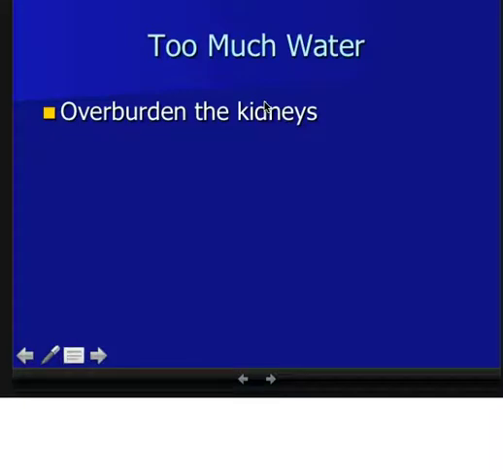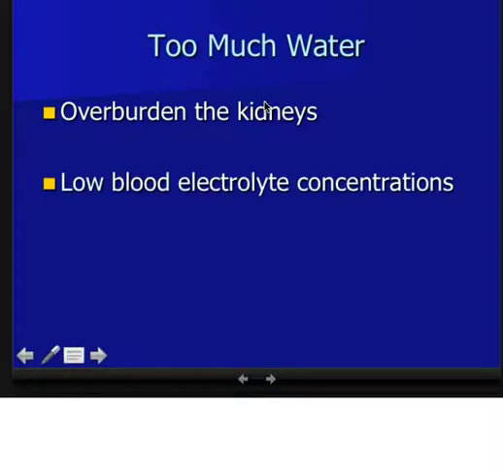What can happen with too much water? You can overburden the kidneys. This can result in also low blood electrolyte concentration and blurred vision, and it can kill you. We talked a couple of weeks ago about the fact that every compound that you eat has an LD50, which is that concentration of compound that will kill 50% of the test subjects studied. And water also has an LD50.